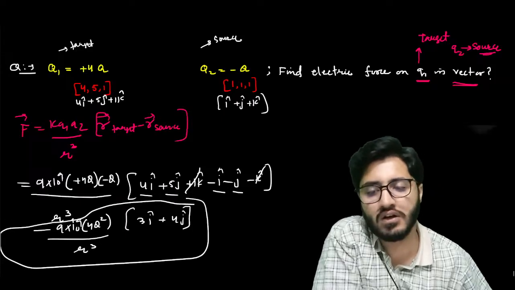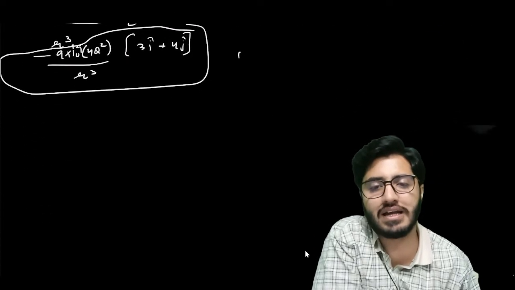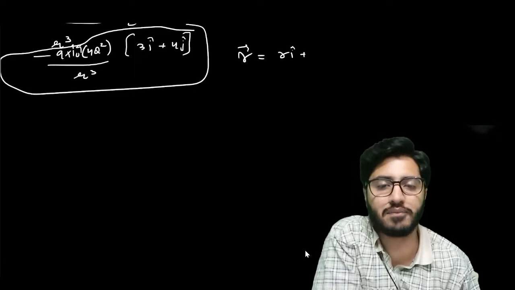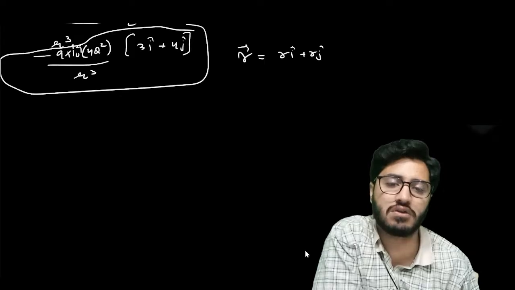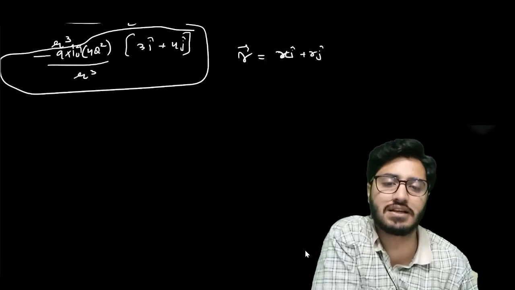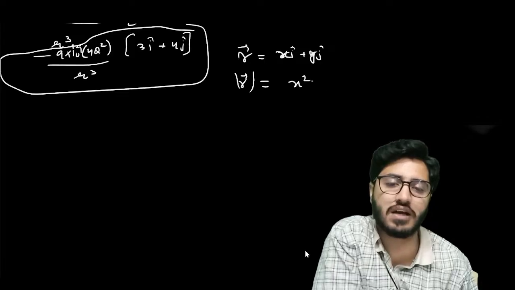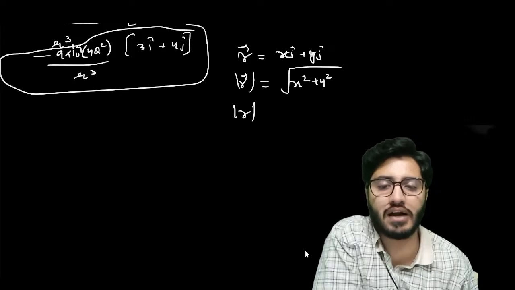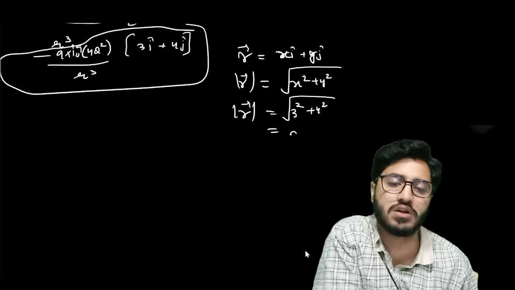This one. How to find R cube now? If my R is given as R = x i cap + y j cap, like this, with x and y, then its mod is equal to the square root of x square plus y square. So here I can write its magnitude is equal to the square root of 3 square plus 4 square, which is the square root of 9 plus 16.